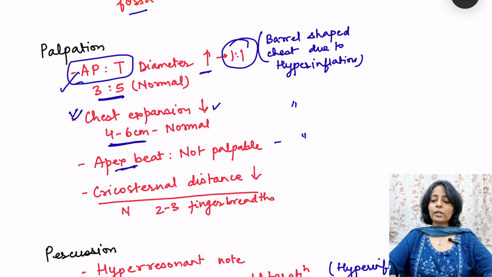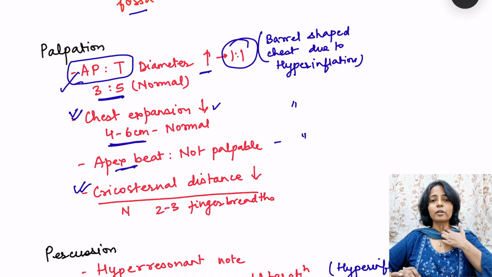And there is something known as cricosternal distance, that is going to be decreased. There is the cricoid cartilage and there is the suprasternal notch. Normal distance is approximately 2 to 3 finger breadths. That is going to decrease because of the fullness. So you see there are so many signs of hyperinflation which we are seeing in inspection and palpation.